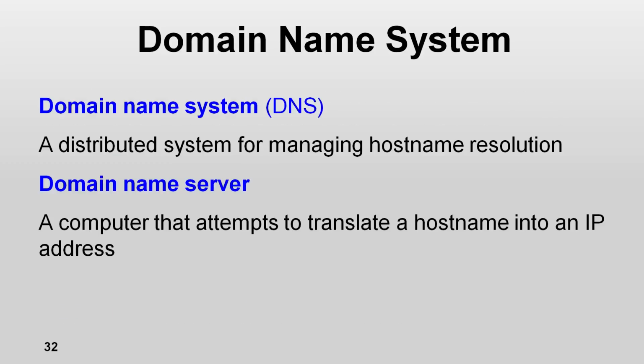The domain name system is a distributed system for managing host name resolution. Basically, it's an address book, and you have DNS servers, domain name servers, which are computers that sit there translating host names such as google.com, scbc.wa.edu.au into an IP address. The internet has 13 of these DNS servers. They contain the whole of the internet's IP addresses and domain host names.